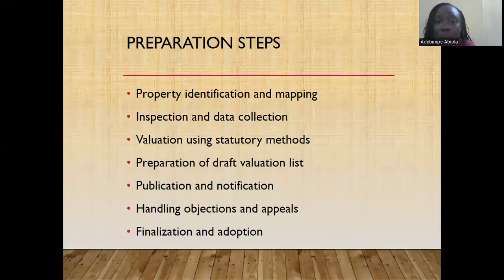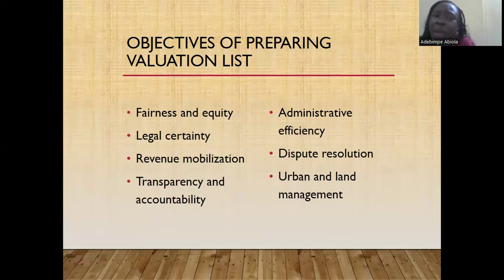So if there are no objections, then you can say, okay, I think I can finalize and go ahead with what I have. Then the person can proceed to payment. And then why do we even need to prepare this valuation list? The first one is for fairness and equity. Having a valuation list shows that you are being transparent with whatever you are doing. Nobody is feeling cheated. Everybody knows what is going on. The rate is there, the value is there, the method adopted is there.